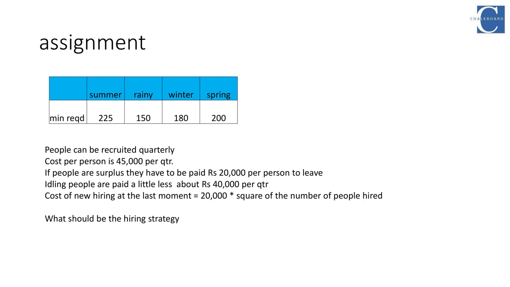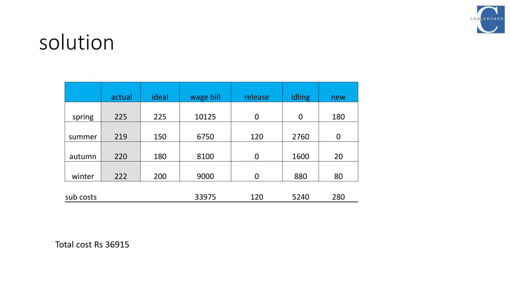The hiring cost is equal to 20,000 times the square of the number of people hired. So essentially, hiring is very expensive beyond a small number. The approach is similar. We work out the base wages, idling cost, cost of new hiring, as well as retrenchment. Our target is to minimize the overall cost.